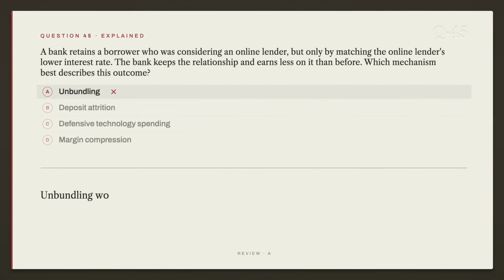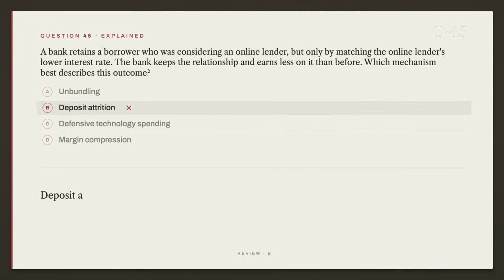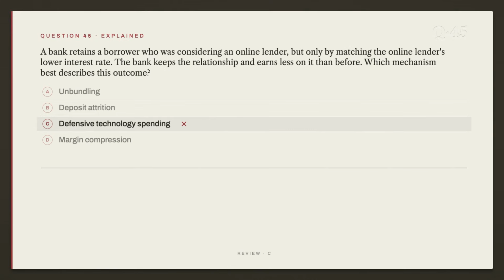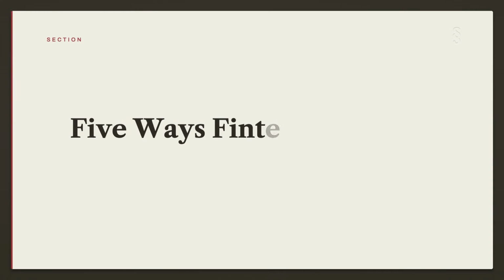A is wrong because unbundling would mean the fintech captured one profitable slice while the bank kept the rest of the relationship. Here the bank kept the entire loan, just at a lower rate. B is wrong because deposit attrition describes customers moving balances or activity away from the bank. The scenario states plainly that the borrower stayed. C is wrong because defensive technology spending is investment in new systems, channels, or partnerships to answer competition. No spending appears in the scenario, only a rate concession.